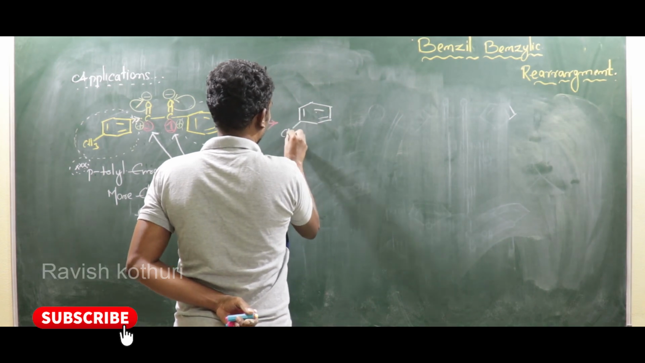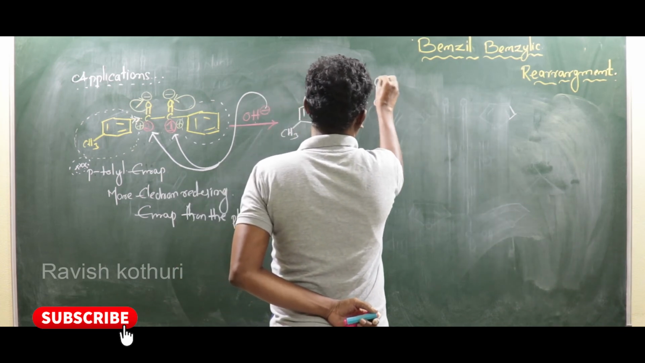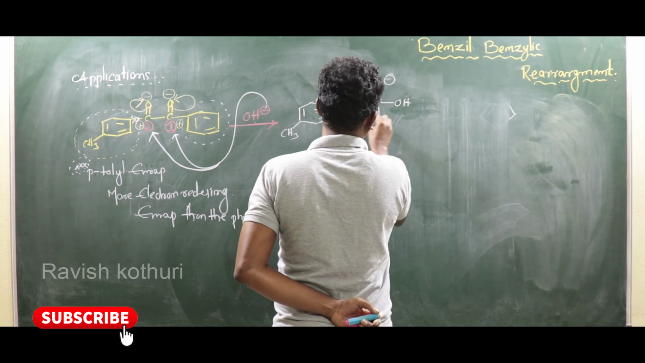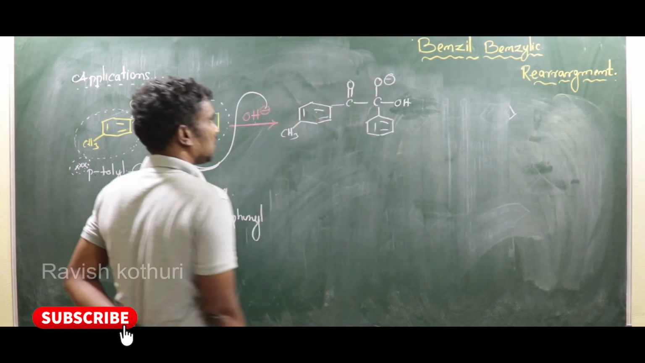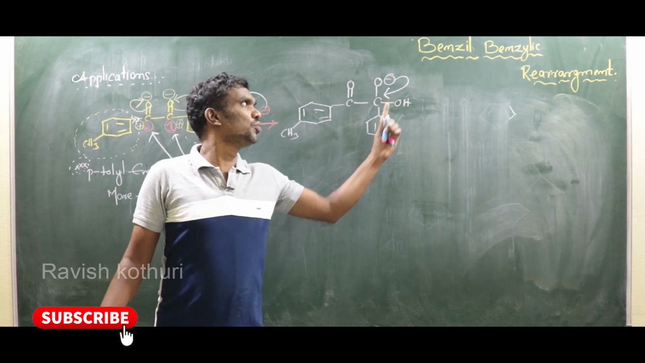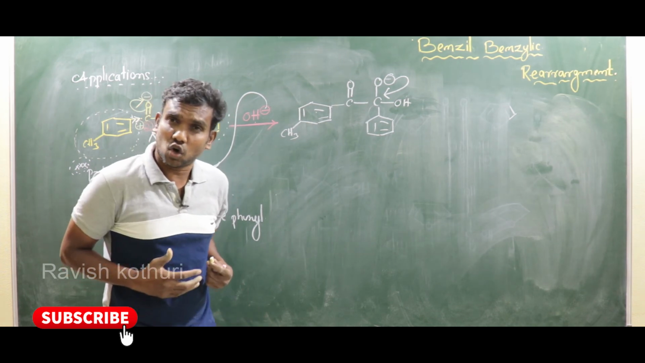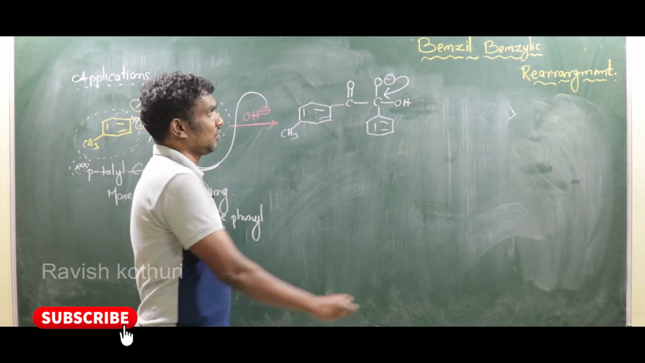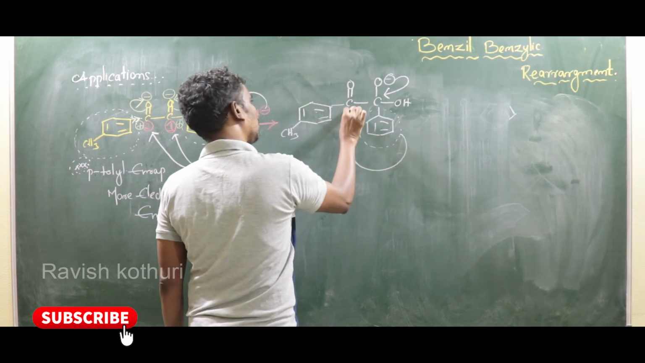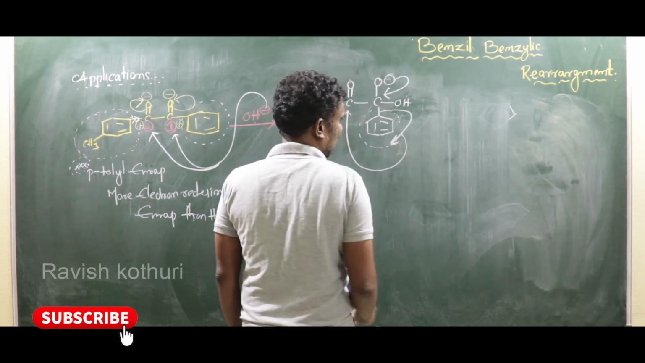This is para-tolyl, the more electron releasing group. So O minus, CH3, OH, sorry, this is the phenyl group. Now observe carefully here. Due to plus R effect. Plus R effect means what? Electron releasing and electron donating is called what? Plus R effect. Observe carefully, due to plus R effect, this bond will break and this phenyl group migrates to here. This bond breaks, right?